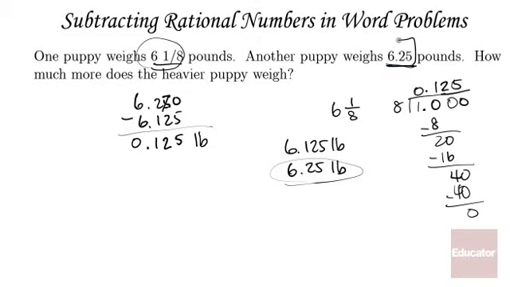Let's change this into a fraction. 6.25. 6 is the whole number. I have 25, 2 places, 2 zeros over 100. I can simplify this by dividing by 25. So it's 6 1/4.